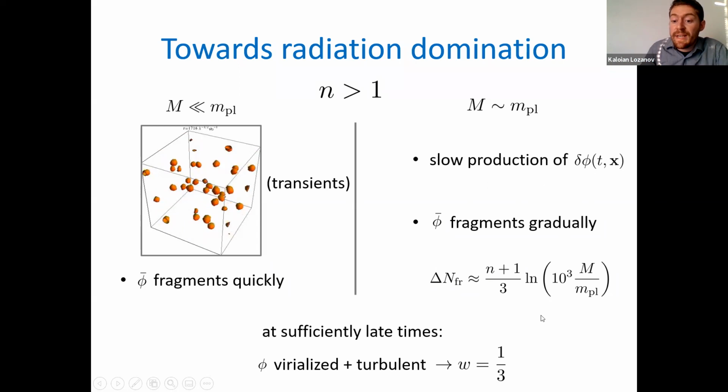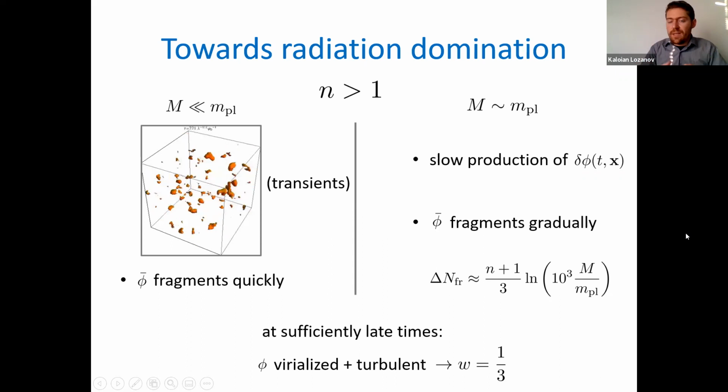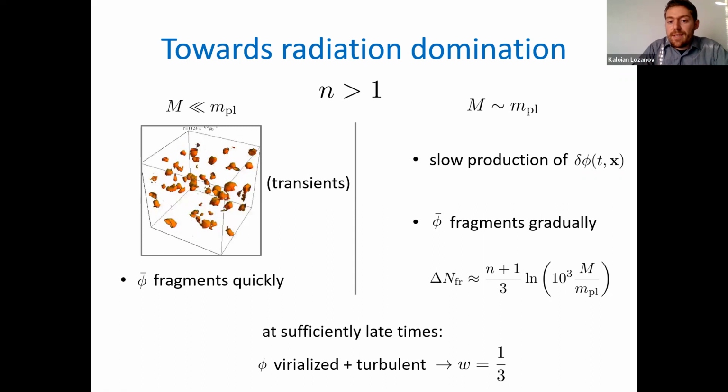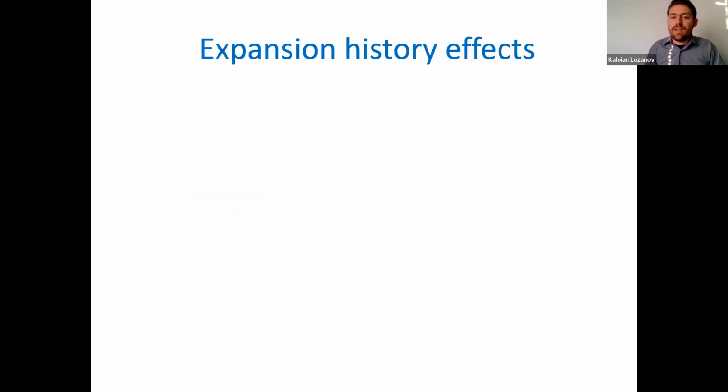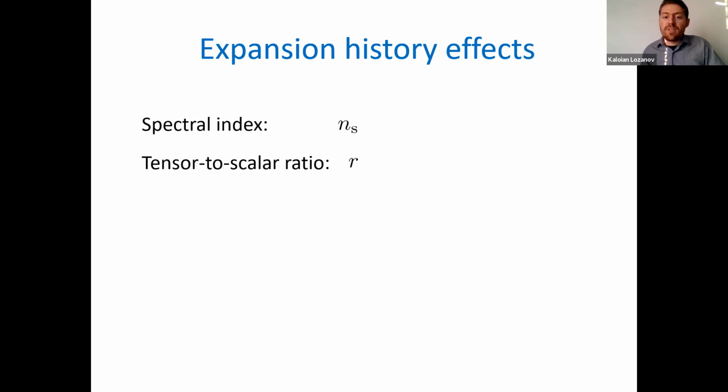So as you can see, no matter what the value of the scale M is in terms of M Planck, we always end up with a radiation-like equation of state as long as the power N is greater than one. Note that we can achieve radiation domination easily, even without coupling the inflaton to additional light fields. This simple result significantly bounds the expansion history of reheating, and this bound can then be transferred to predictions for CMB observables, such as the spectral index n_s and the tensor-to-scalar ratio r. Let me explain what I mean by that.